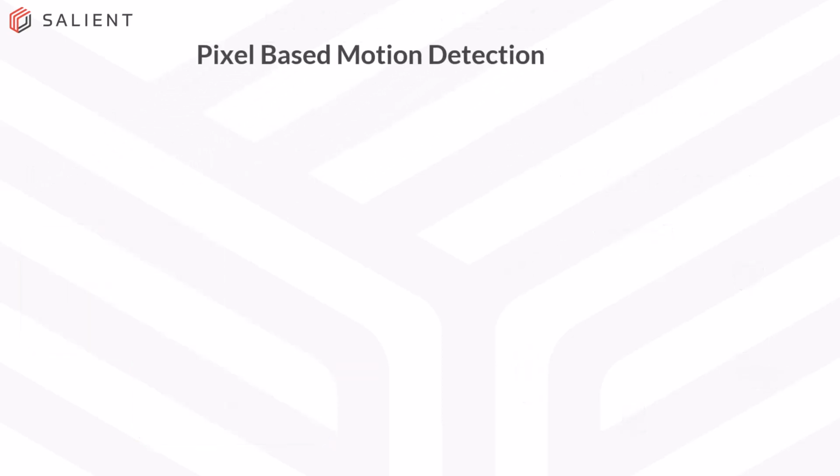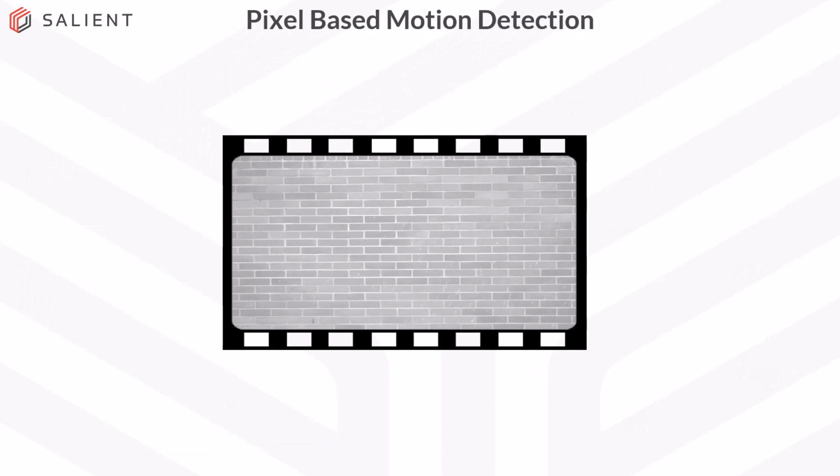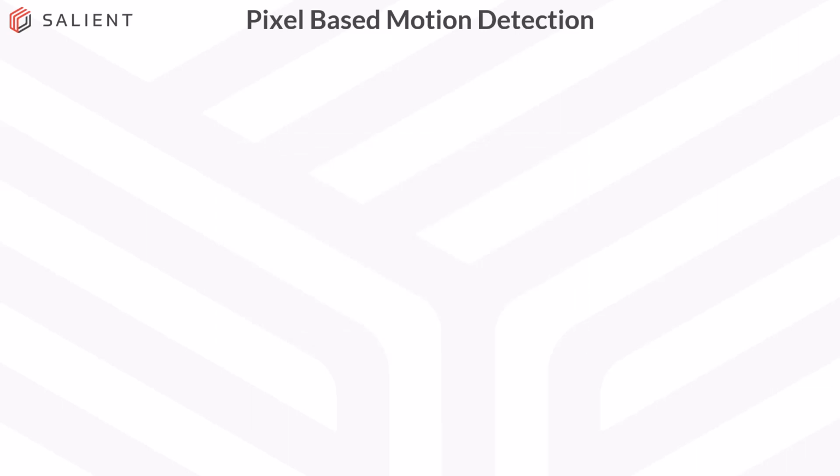Now, pixel-based motion detection, also known as video motion detection or VMD, is a basic form of video surveillance technology that detects changes in pixel values between frames of video, and is also the type of motion detection used by your complete view recording server.